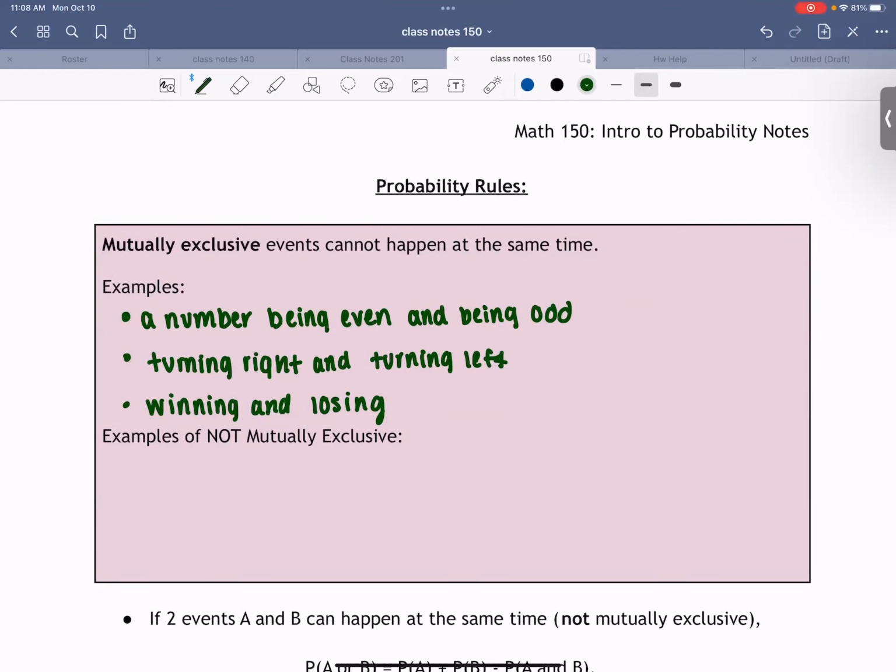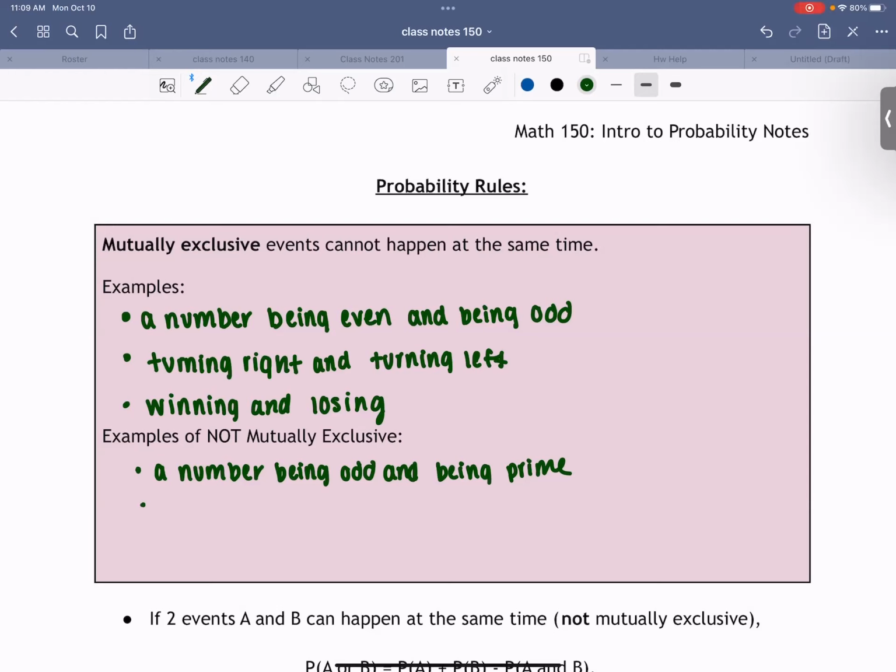Okay. Now we're also going to talk about things that are not mutually exclusive, so things that can happen at the same time or at least have some sort of overlap. An example of this would be a number being odd and a number being prime, right? Those things can happen at the same time. Are all prime numbers odd? What's the example of a prime number that's even? 2, right? 2 is actually the lowest prime number, and it's an even prime.